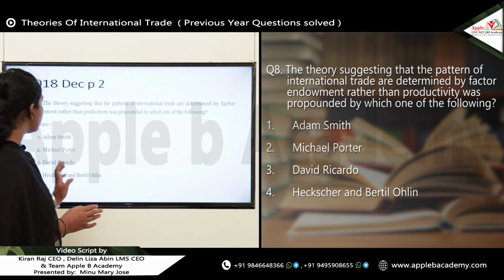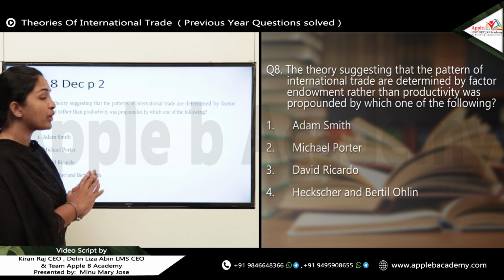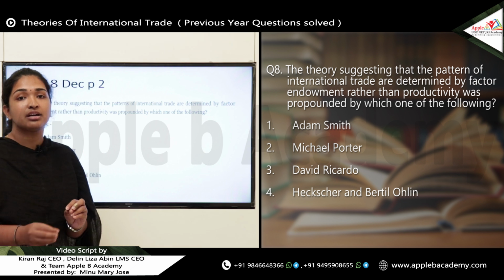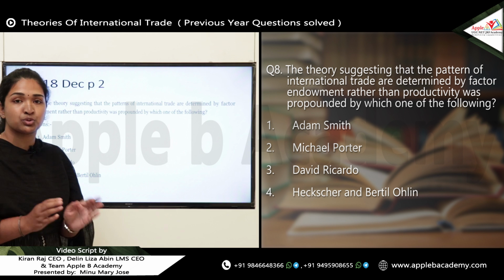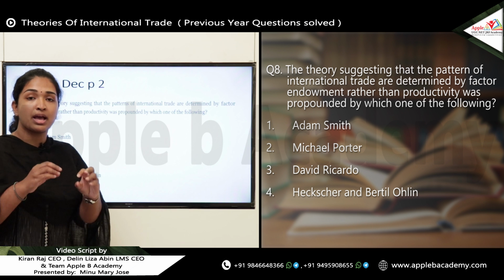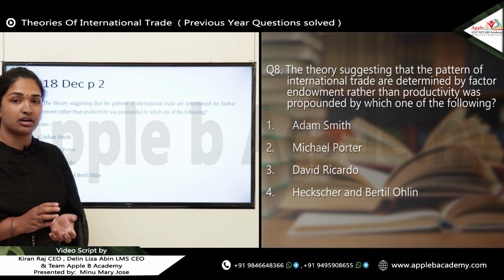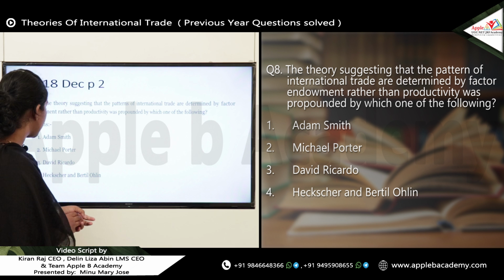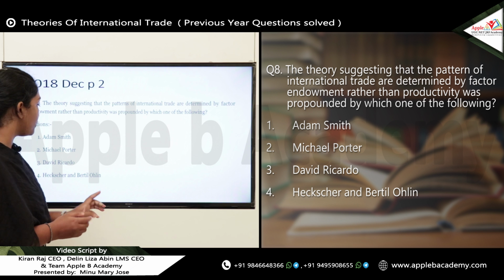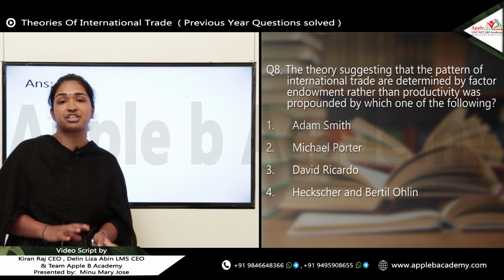We know that Adam Smith and David Ricardo gave us a theory in which they concentrated majorly upon how differences in productivity, absolute as well as relative productivity, affected the trade and the pattern of trade undertaken between two countries. Factor endowments, or differences in factor proportions, affecting the trade patterns between two or more countries, was the idea given by Heckscher and Ohlin. So the answer to this 2018 paper 2 question would be option 4, Eli Heckscher and Bertil Ohlin.